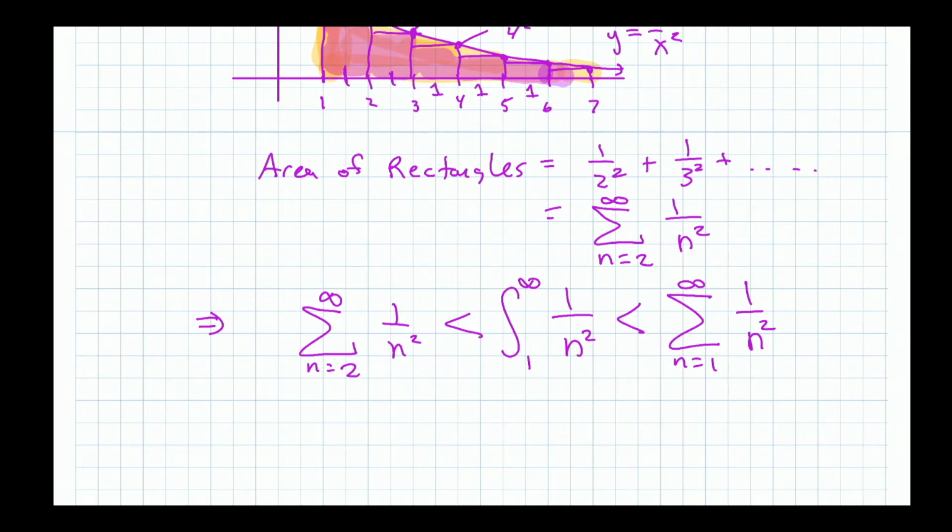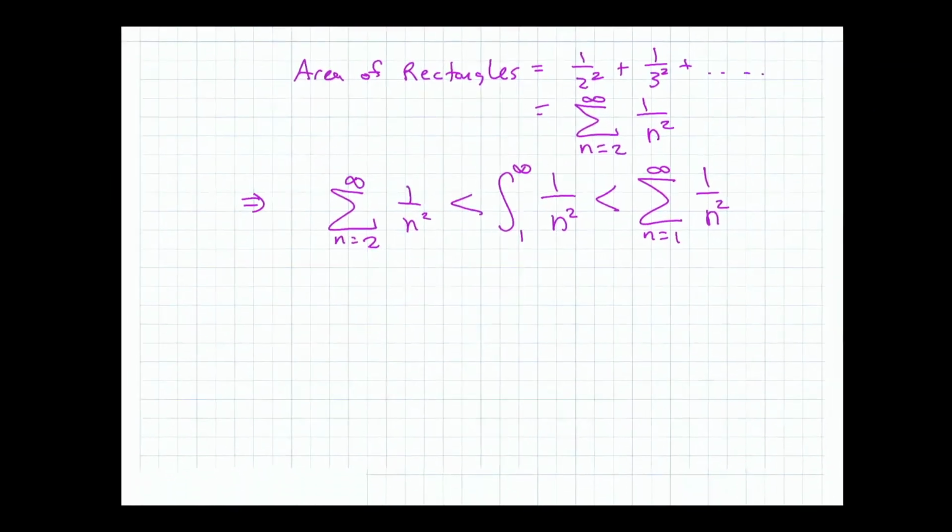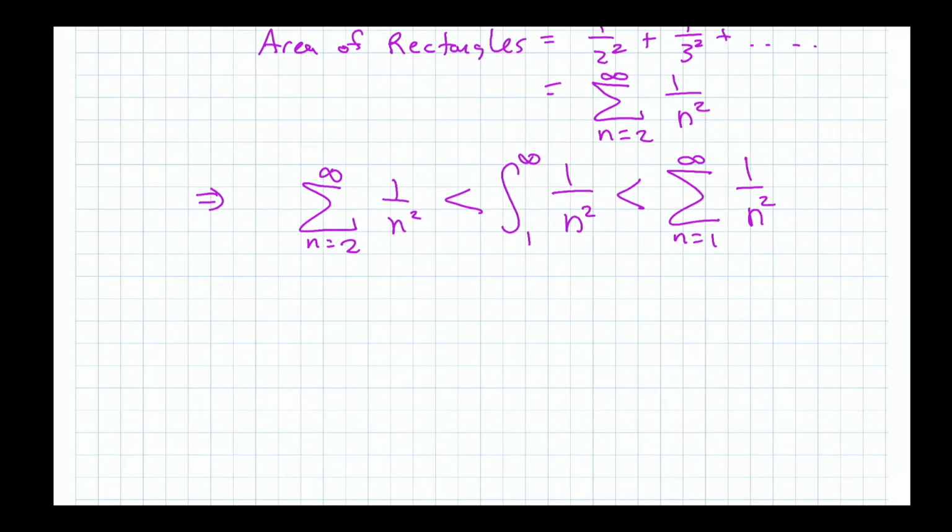Okay? And basically, the idea here is simply that this integral here in the middle is so closely related to the sums that you have on the left and on the right that if the integral converges, then the series should converge.